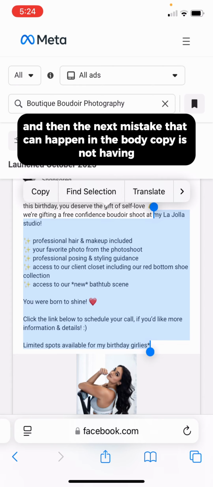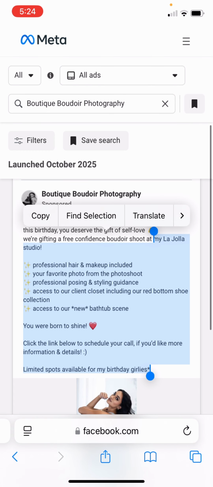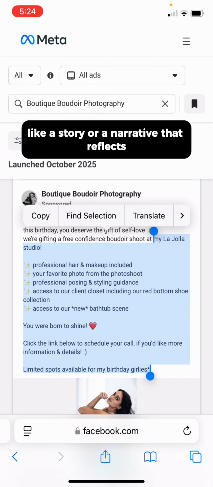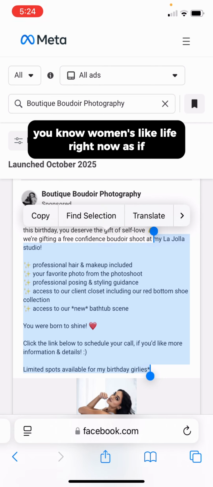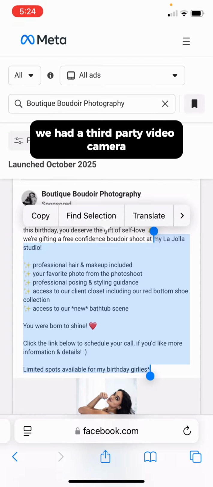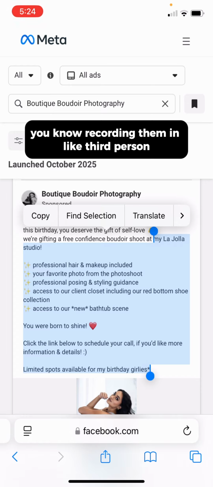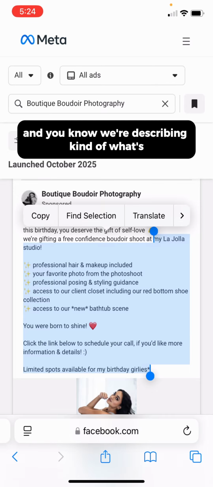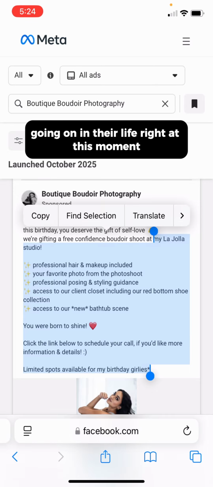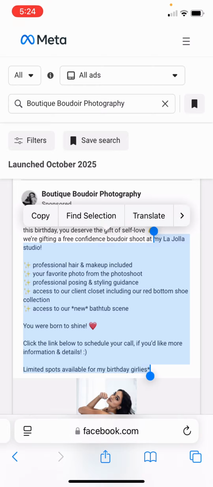And then the next mistake that can happen in the body copy is not having a story or a narrative that reflects women's life right now, as if we had a third-party video camera recording them in third person, and we're describing what's going on in their life right at this moment. So we're missing that.